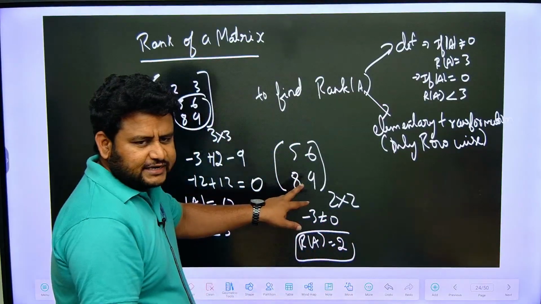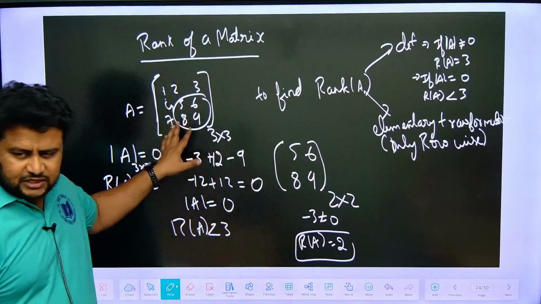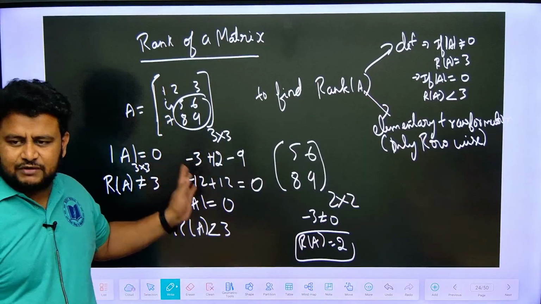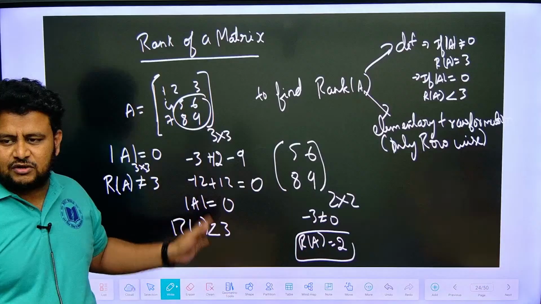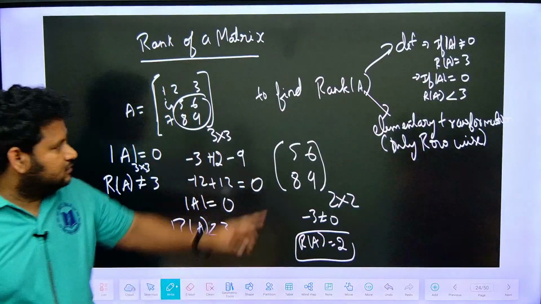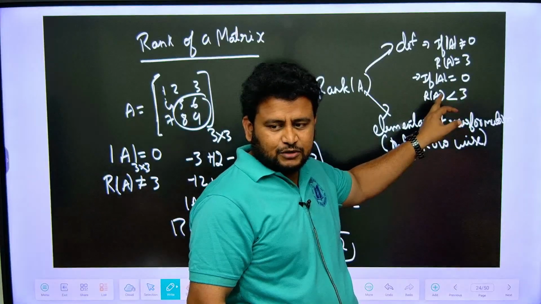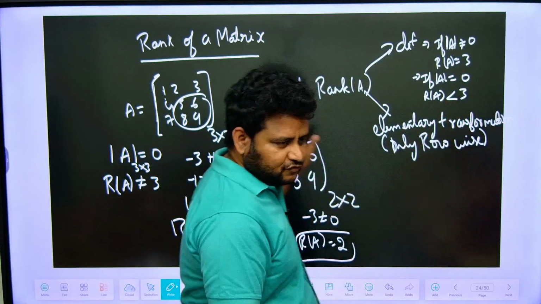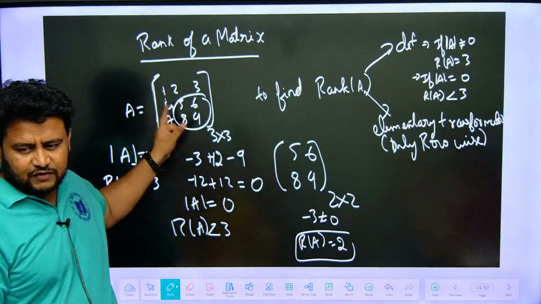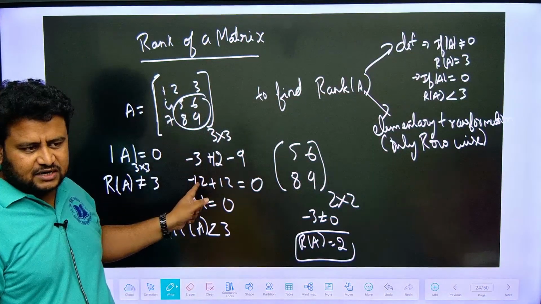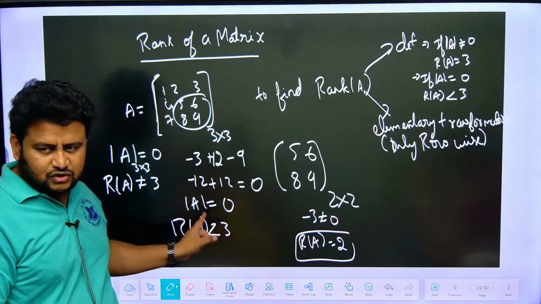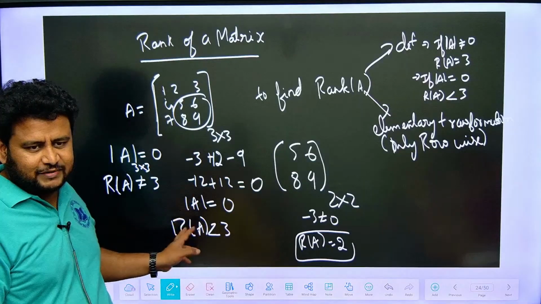This is a 2 cross 2 matrix, no? See, first we took the 3 cross 3 matrix. For that the determinant is coming equal to 0. When it is equal to 0, rank cannot be equal to 3. It should be less than 3. First we took what? Find the determinant of A. If you find the determinant of A, it is coming equal to 0. So rank of A cannot be equal to 3. It should be less than 3.